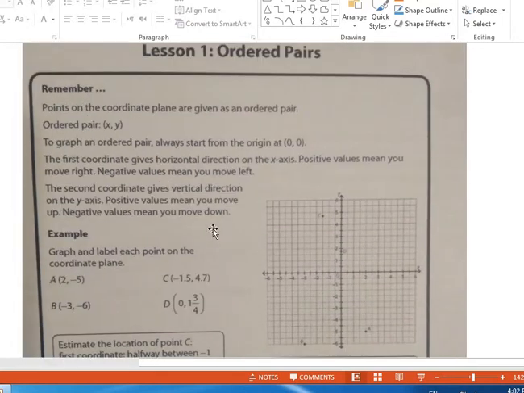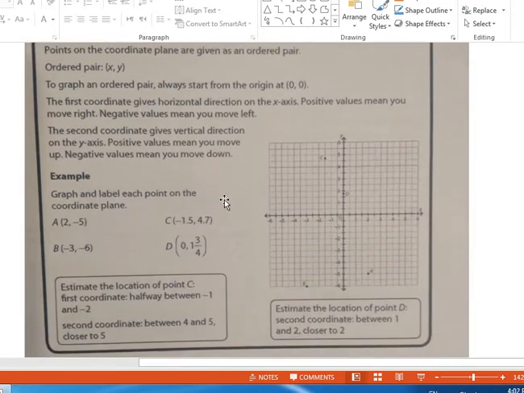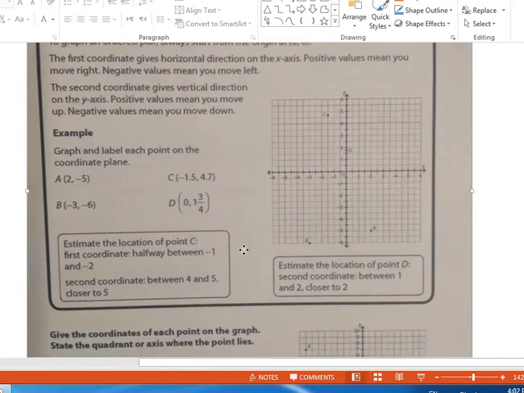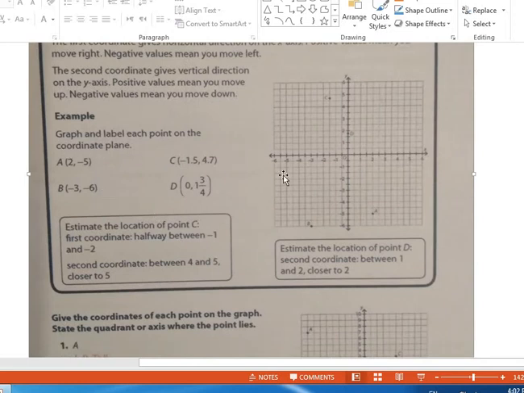Here I have in my practice book, lesson 1, ordered pairs. Here it says the same as I told you before: graph and label each point on the coordinate plane. I have here point A, which is 2 and -5. I start by putting 2. Where can I find 2? On the x-axis, 2. And -5. Where is -5, up or down? Down. So here is -5. This is the point. So A will be 2 and -5.